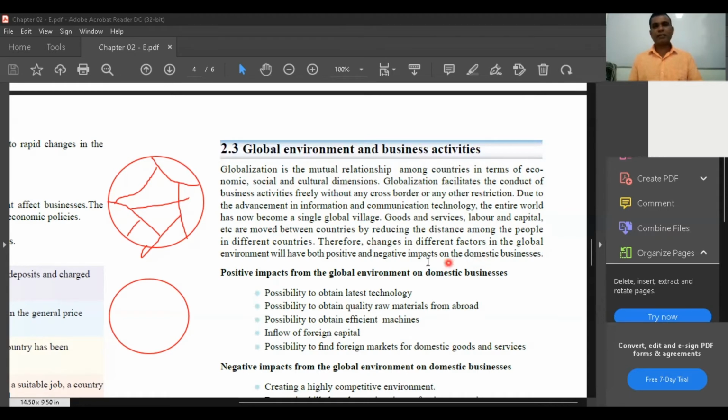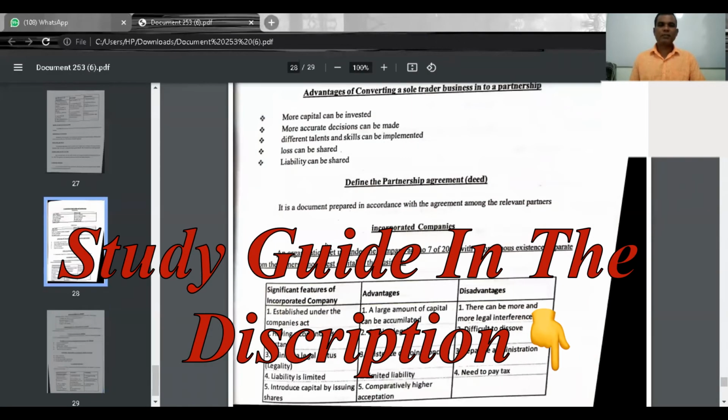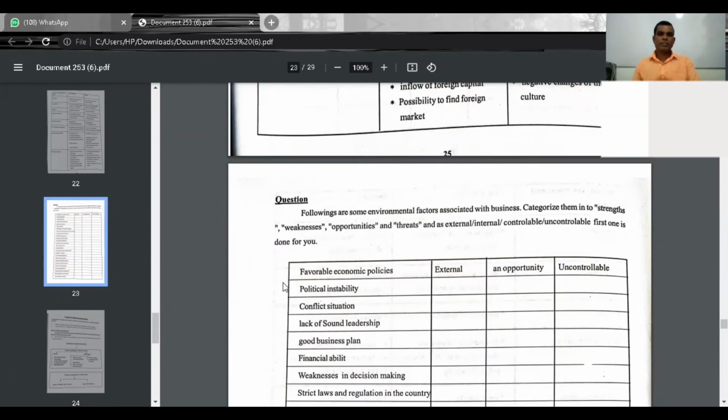Shall we write the other question? Look at this study guide. Now please take a bit of time. Here you see. Yes. Right. But now please take out this question.